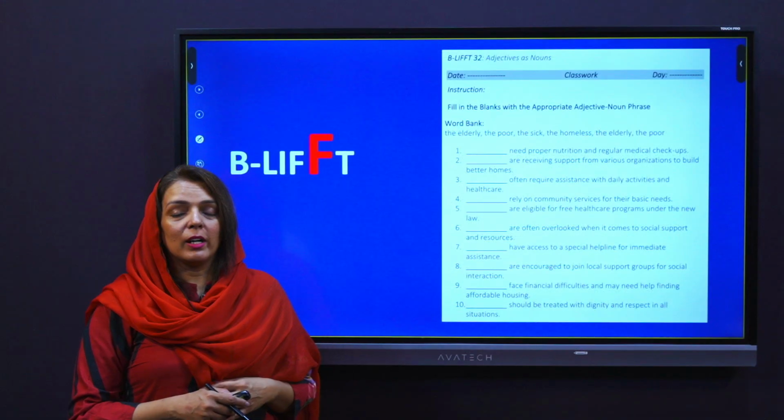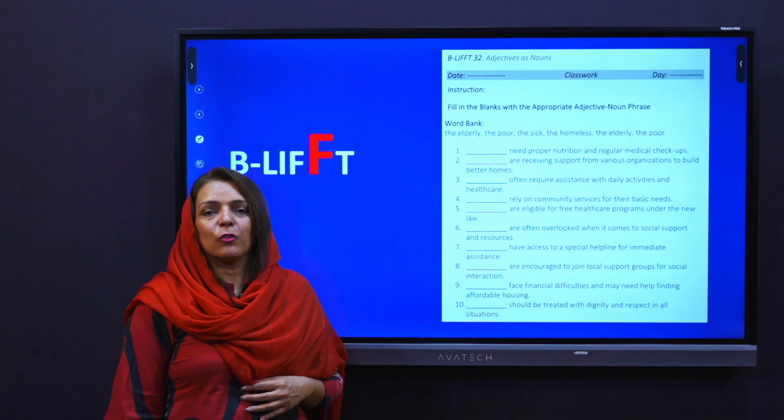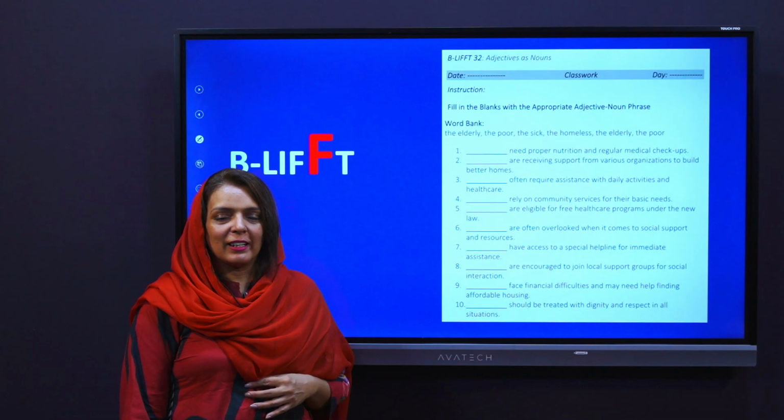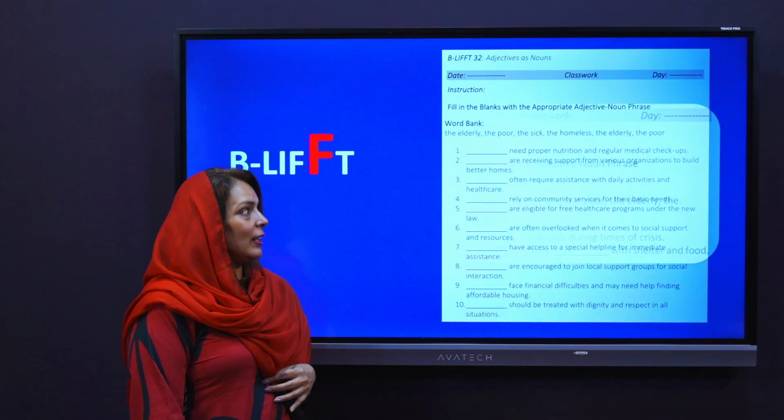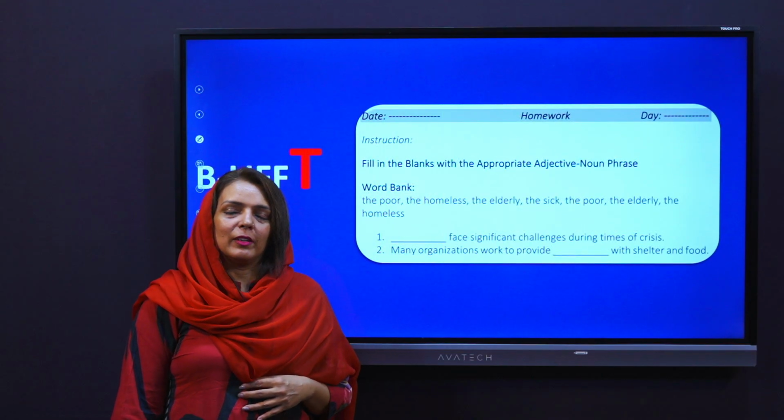Now, to check your understanding of the focus, we have designed this formative check for you. Do it in the class with the help of your teacher. Then go home and do the homework with the help of your parents.